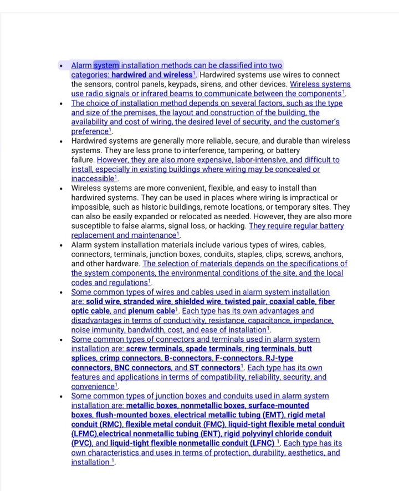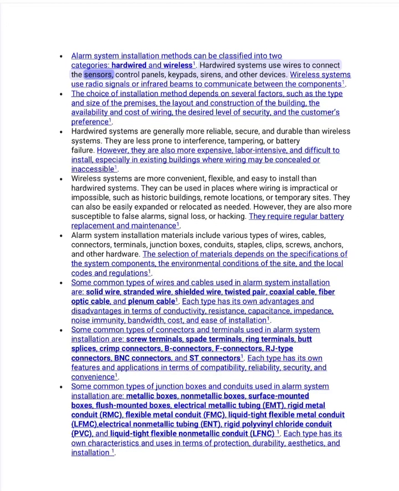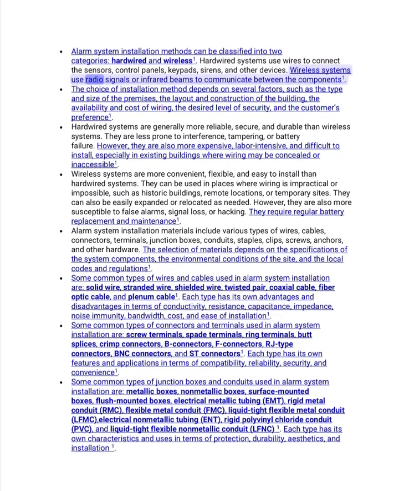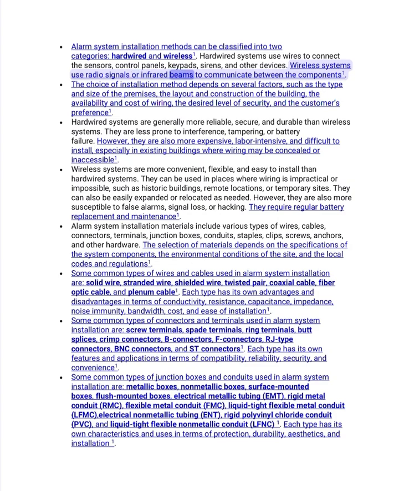Alarm system installation methods can be classified into two categories: hardwired and wireless. Hardwired systems use wires to connect the sensors, control panels, keypads, sirens, and other devices. Wireless systems use radio signals or infrared beams to communicate between the components.